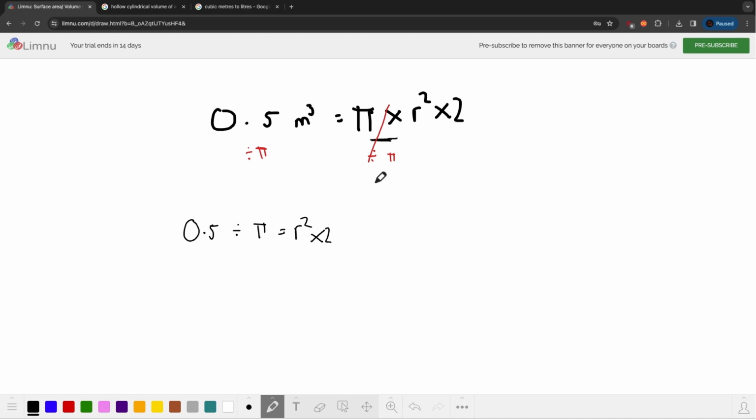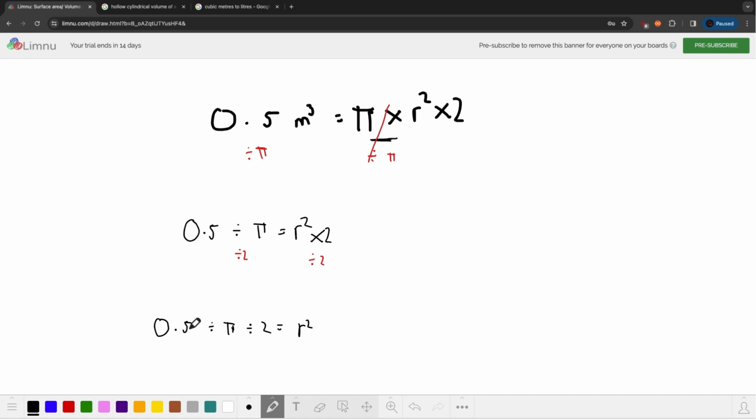Now we're going to do the exact same thing for the 2. Just like pi, 2 has a times relationship with r squared. So what we're going to do again is we're going to just divide by 2 here, divide by 2 here. Like I said, weighing scale, if you do it on the right hand side of the equal sign, you have to do the same thing on the left hand side. So what we now have is 0.5 divided by pi divided by 2 equals r squared.